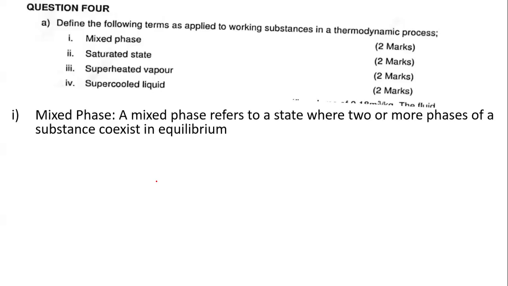Question 4. Definitions for mixed phase, saturated phase, superheated vapor, and supercooled vapor. A mixed phase, we're saying that this is where two or more phases are coexisting, and they're still in equilibrium. So hence, we simply consider it to be mixed.